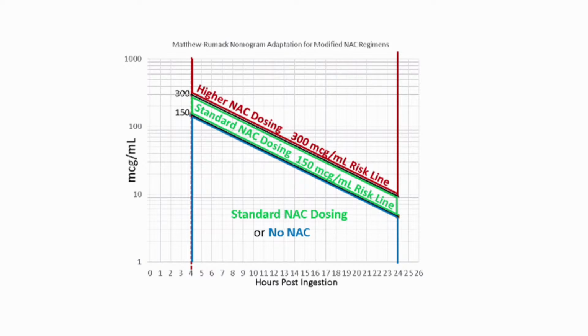So here is the modified Rumack-Matthew. If you remember, the previous one had one line, supposedly the standard NAC dosing line. Now you have a no NAC line and a high dose NAC line above there. So when you're plotting your concentrations against time, you are to use the one in red. Okay?